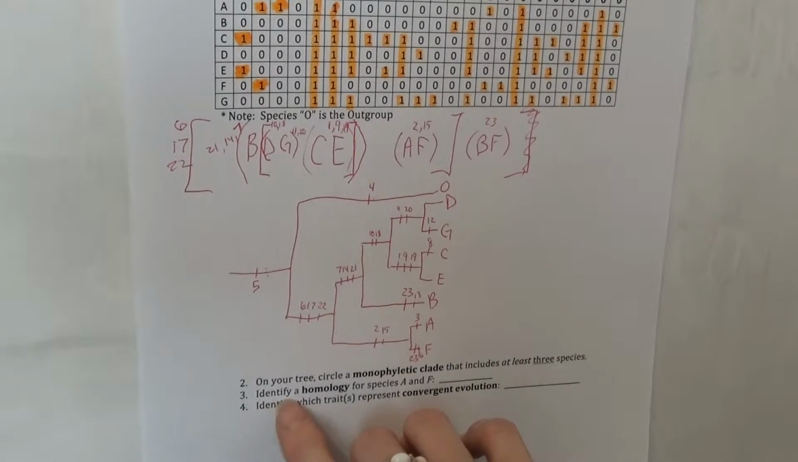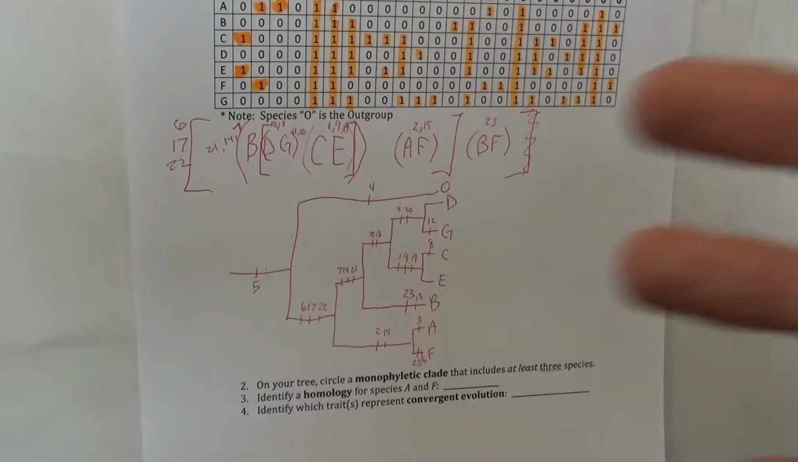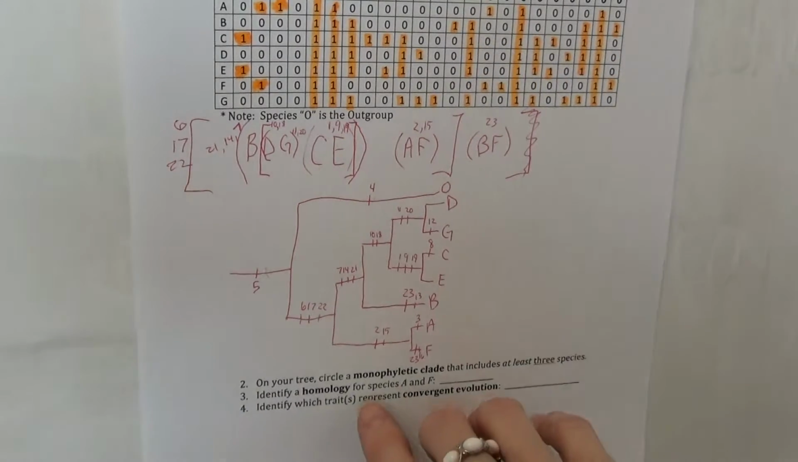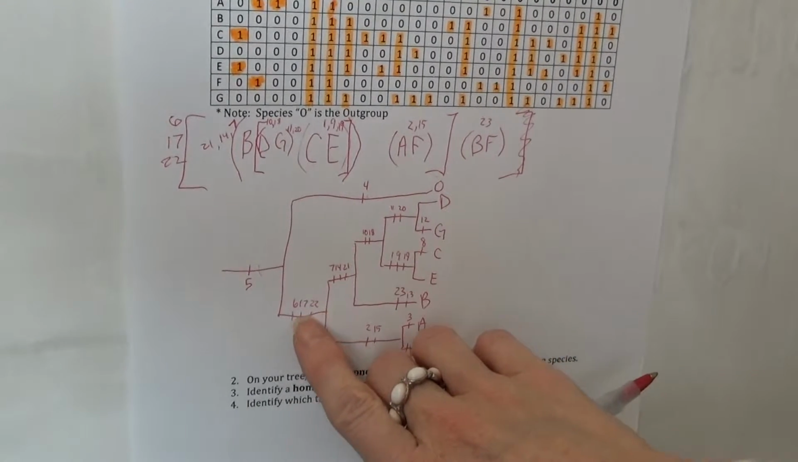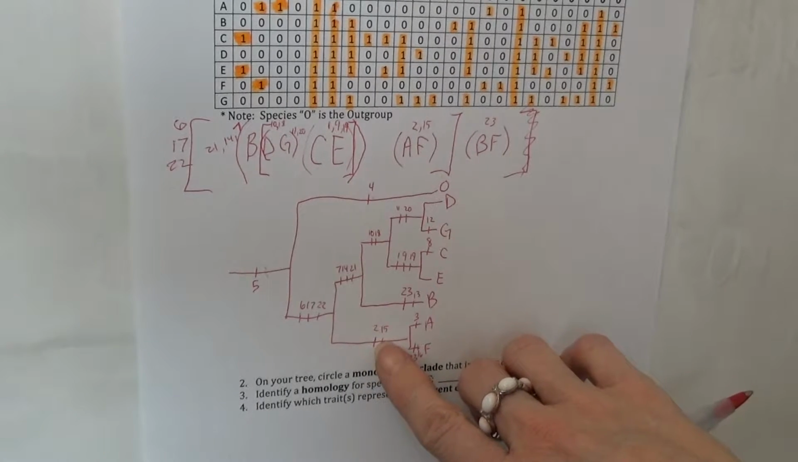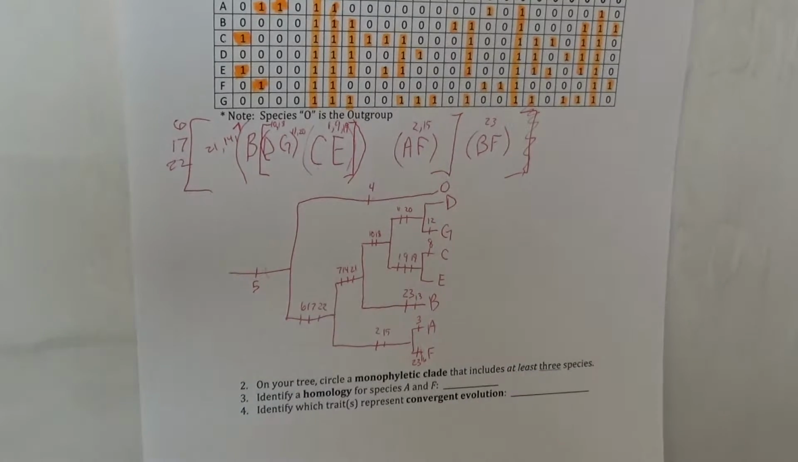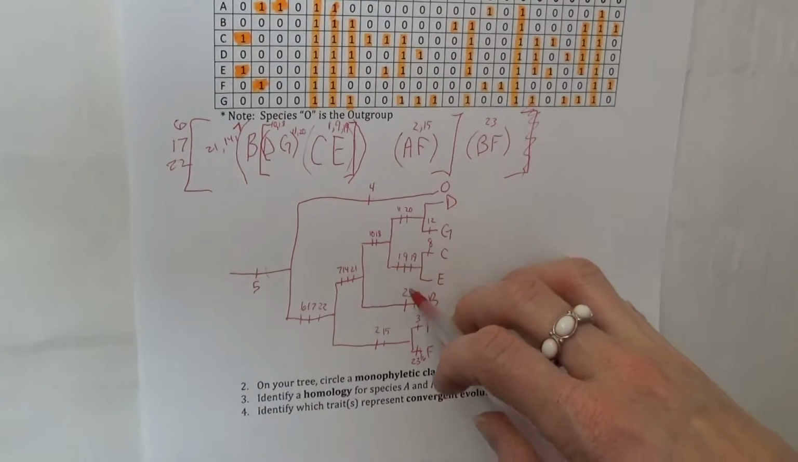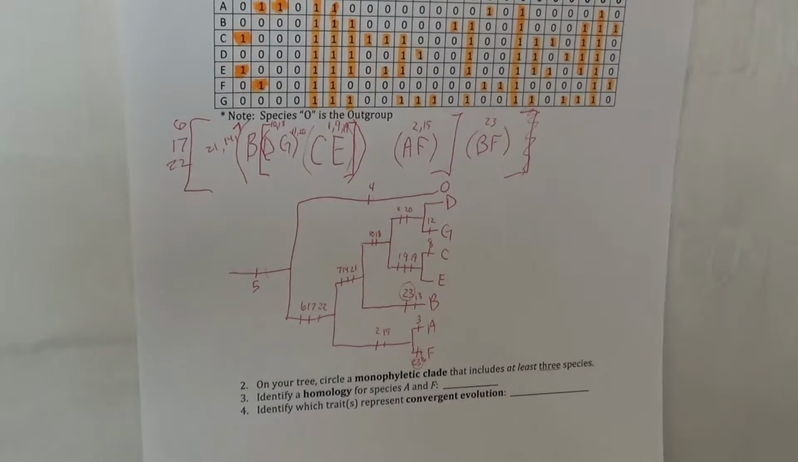Okay? Identify a homology for species A and F. So a homology is a trait that defines everything beyond that point. Okay, so for A and F, anything along here or there, the most appropriate ones would be these homologies right here. So 2 and 15 define A and F. And then the last thing says identify convergent evolution. So that's that trait 23, right, that shows up twice on the tree. That's a convergence. So both species B and species F evolved trait 23 independently.